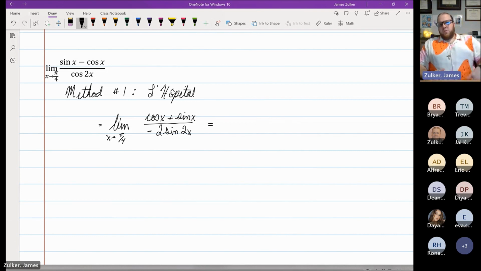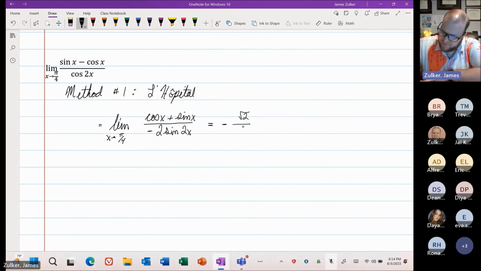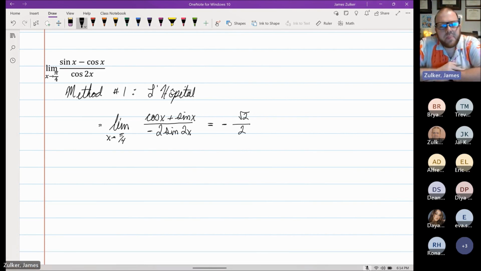Now try plugging in pi over 4. In the numerator, we get just square root of 2. The denominator is going to be negative. Sine of pi over 2 is 1, so just -2. Negative root 2 over 2 is our limit.